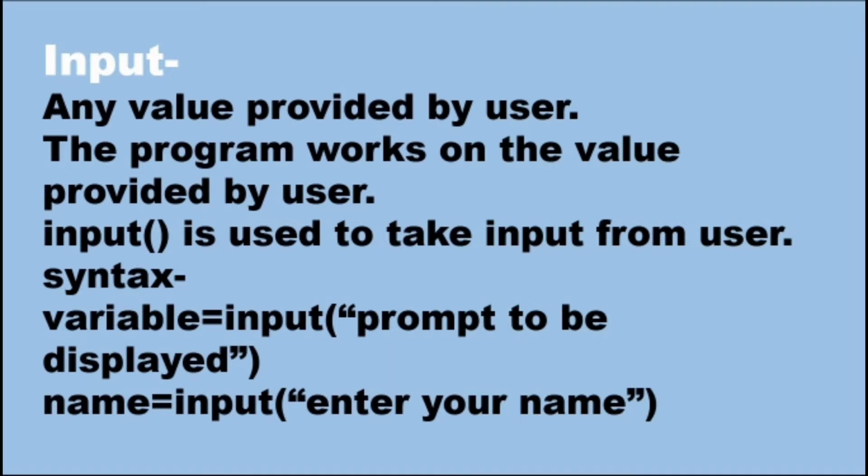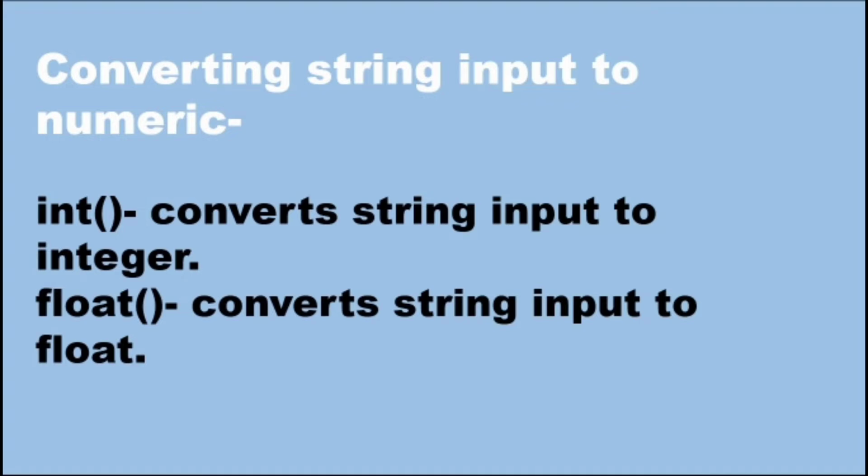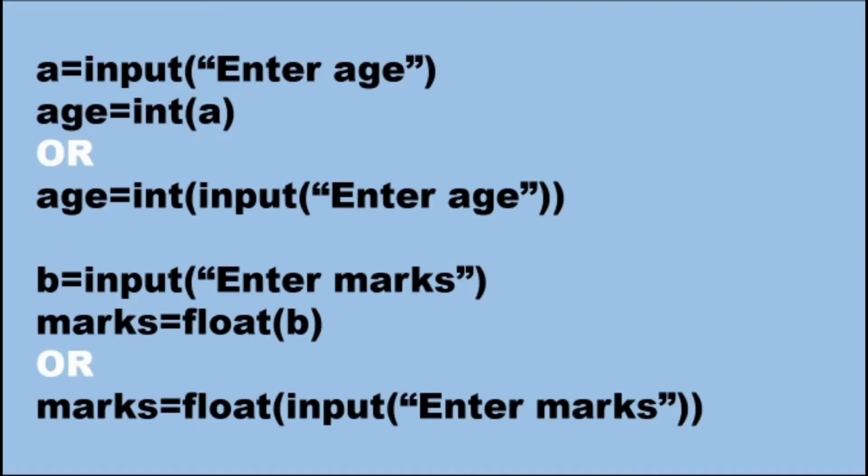But when we write a program, we do not always require string values. Many a times we require numeric values for calculation purposes. So what is the solution? The solution to this problem is that there are two functions. One is int and another is float. The int function allows you to convert the string value to integer form, and the float function allows you to convert the string value to float form. Now these two functions come very handy when we use the input function and we want the data in numeric form. Let's take an example.